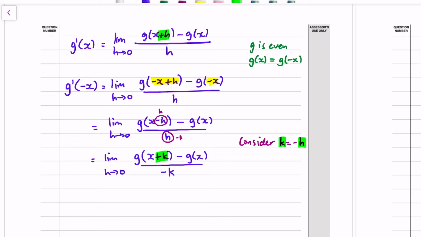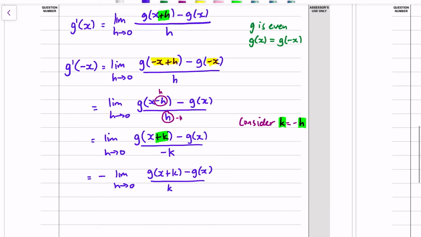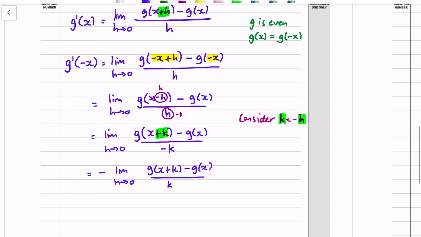And lastly, the way that limit laws work, limits are similar to derivatives, similar to integrals, similar to equations, where you can pull constants out the front of them. So we've got a constant of minus 1 down the denominator. We can pull that out the front. And all that is in this quotient here is g dash of x. k is, like I said, an arbitrary letter to choose. So we've got here minus g dash of x.